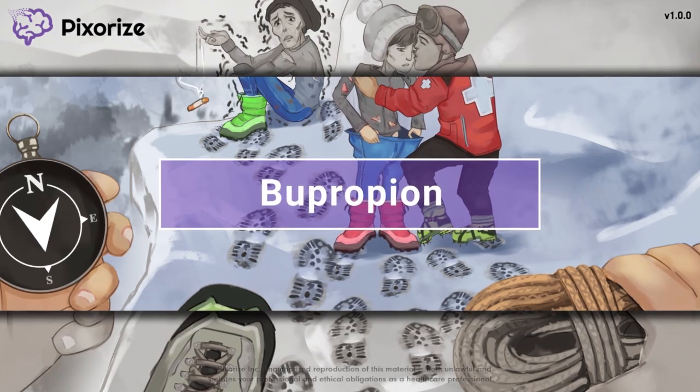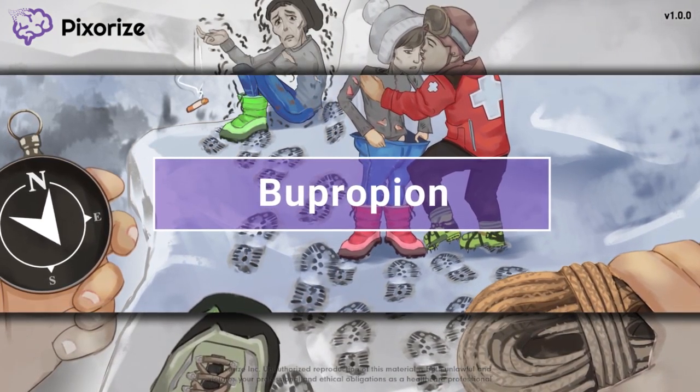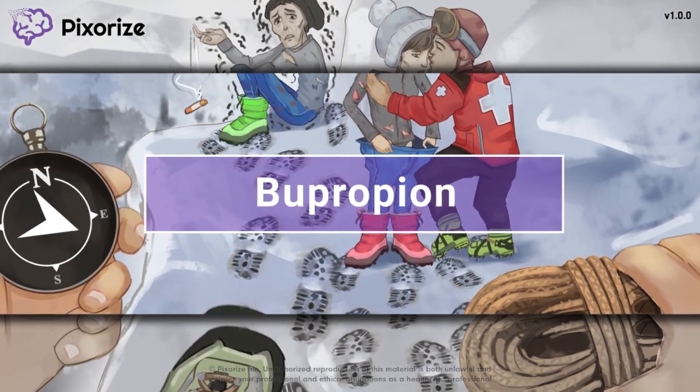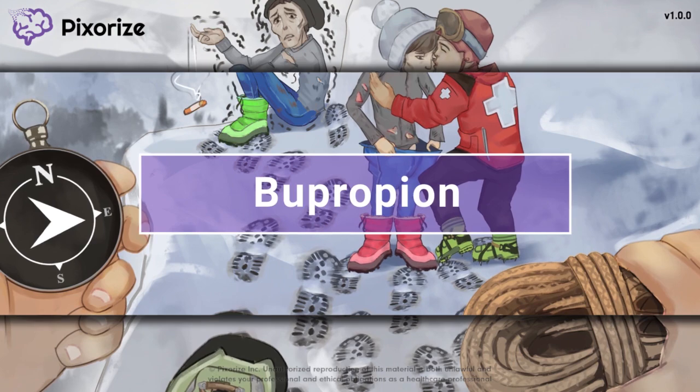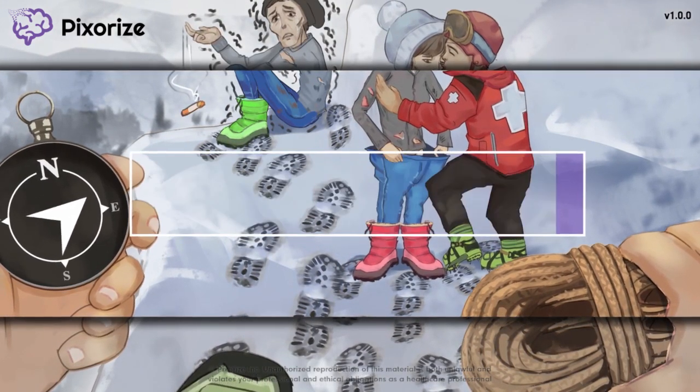Bupropion is a medication that is used to treat depression and related mood disorders. It increases the levels of dopamine and norepinephrine in the synapse to mediate their effects. In this mnemonic video, I'll share my visual way to remember Bupropion, its mechanism of action, clinical indications, and side effects.